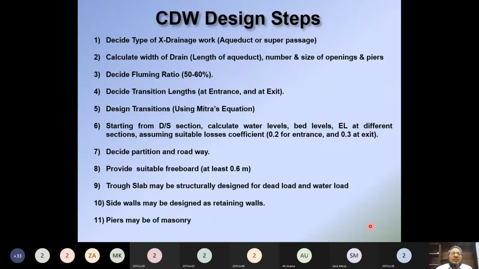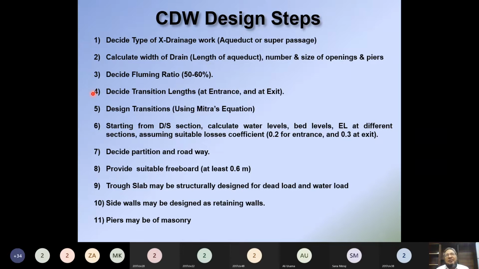So, cross drainage work design steps. What you have to do, first of all, decide the type of cross drainage work. Which one to provide? Aqueduct, super passage, siphon super passage, whatever. Number two, calculate the width of the drain or length of the aqueduct. Of course, it depends on the width of the river, and the number and size of openings and piers. Number three, decide the fluming ratio: 50%, 55%, 60%, whatever you want, but it should not be less than 50%.